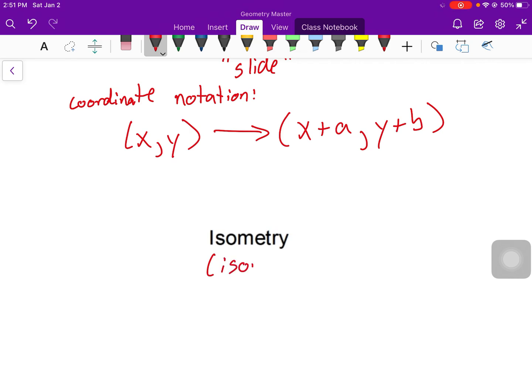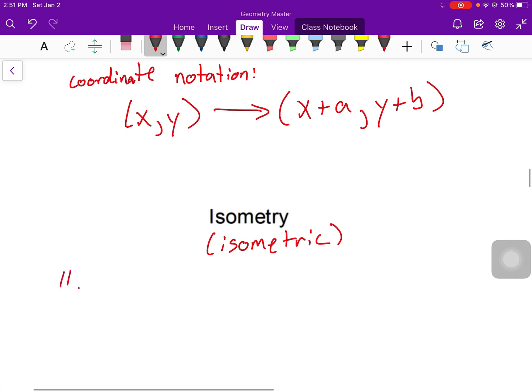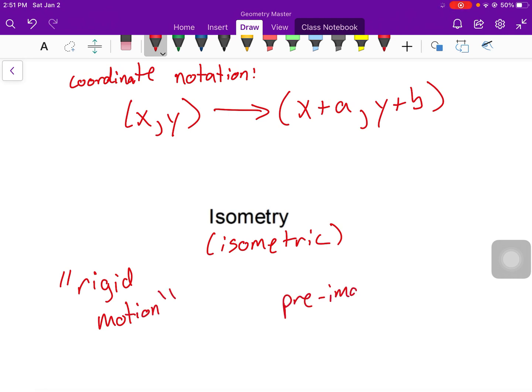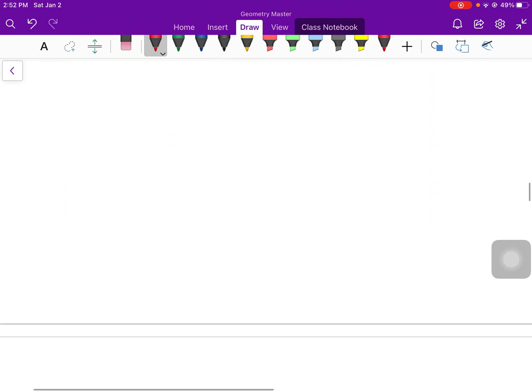You'll also use the word isometric from time to time. You might also hear it called rigid motion. All that means is the pre-image and image are congruent. So the shape you start with is the same exact thing, same measurements, same everything as the shape you end up with. If you slide a chair across the room, you are still having a chair. That's an isometry. It's an isometric transformation.